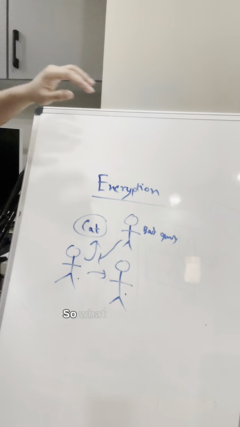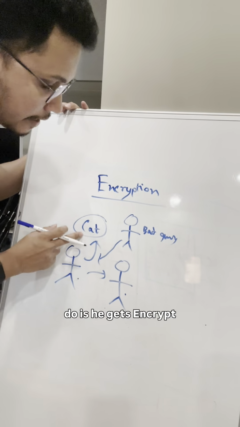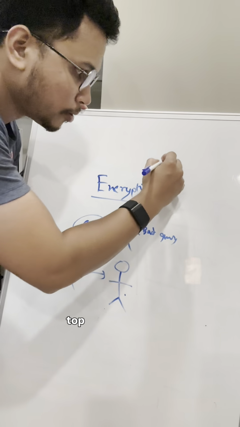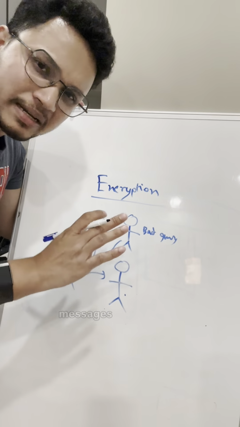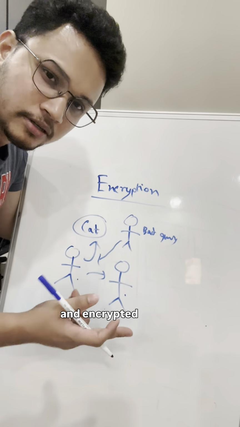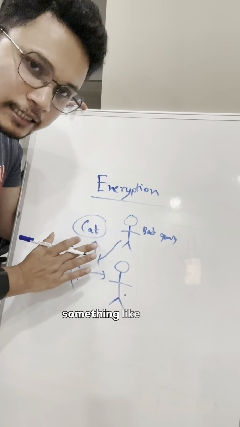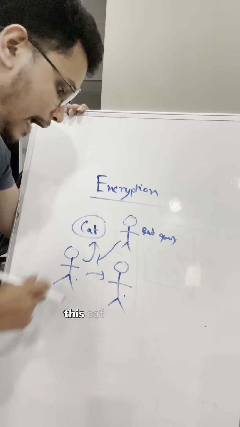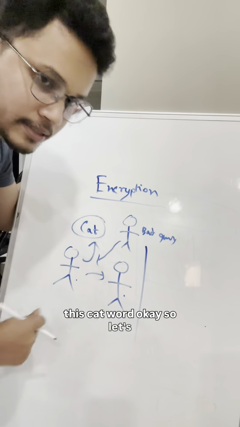So what user 1 can do is encrypt this message. If you are a WhatsApp user, you know that on the top of the WhatsApp chat it is written that messages and calls are end-to-end encrypted. So they are mentioning something like this. Now let's understand how you can encrypt this word CAT. Let's take this example.